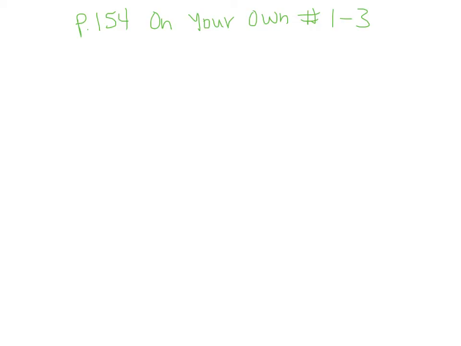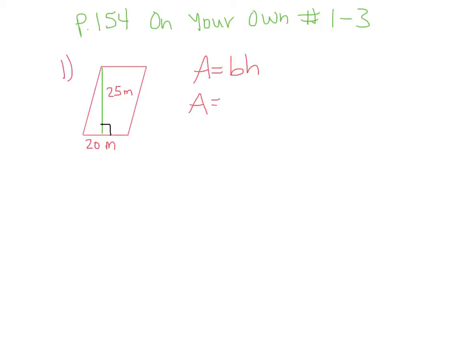And here's number 1. You've got a parallelogram with a base of 20 meters and a height of 25 meters. And I know that because my height is the line they put in for me, so the number is next to it. The base is where the height and the base intersect, so this is my base, 20 meters. To write this out, I would put A equals base times height, because that's my formula. A equals, now I fill in my formula. I've got a B for base, which is the 20, and my height is 25.